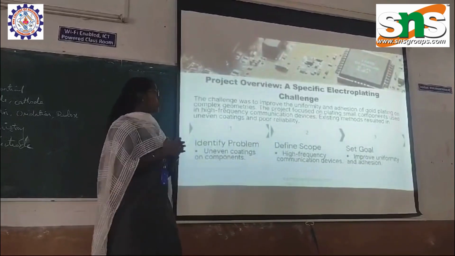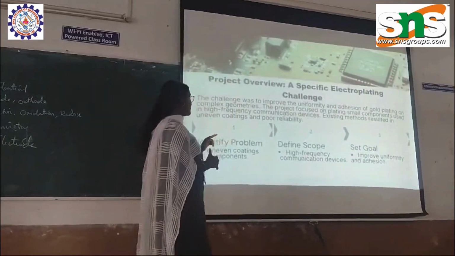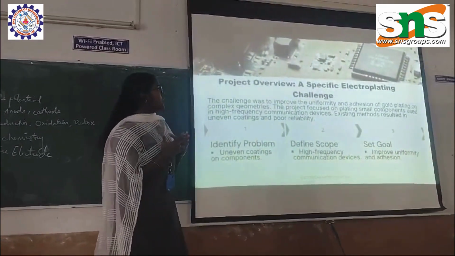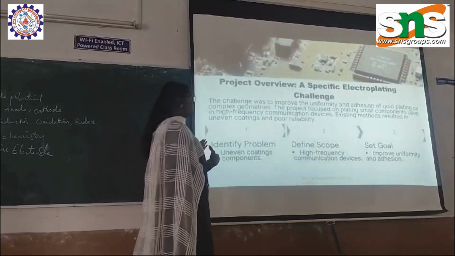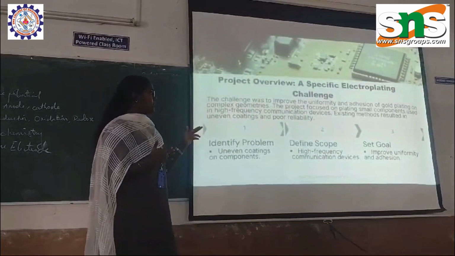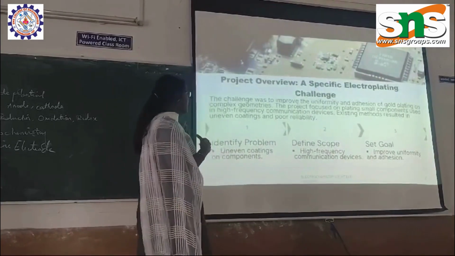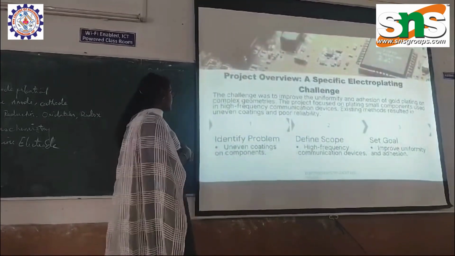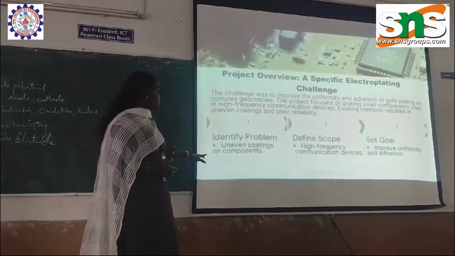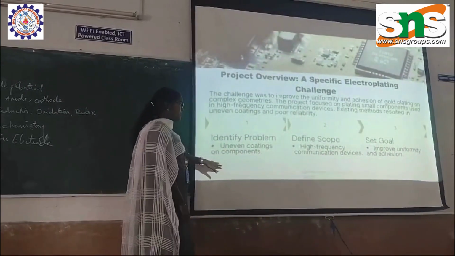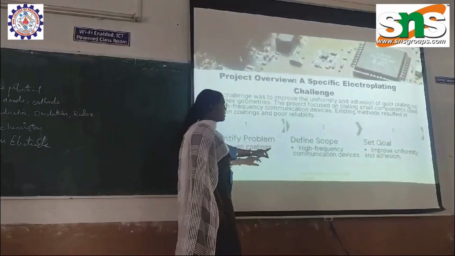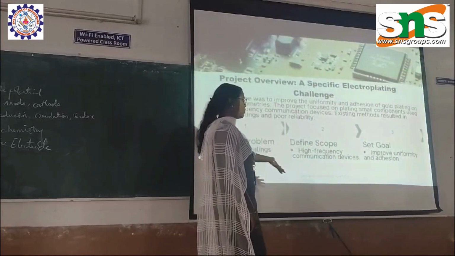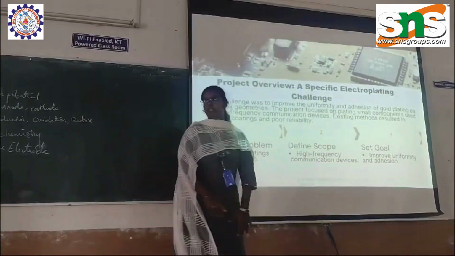Okay, in this, the project overview is the specific electroplating challenge. The challenge was to improve the uniformity and adhesion of gold plating on complex geometries. The project mainly focused on plating small components used in high frequency communication devices. The methods we use: first, to identify the problem, which is uneven coatings on the component; second, to define the scope, which is high frequency communication devices; and third, to set a goal, improve uniformity and adhesion.